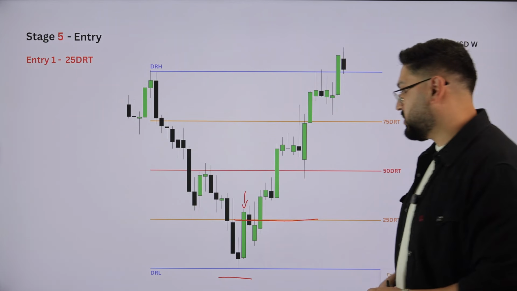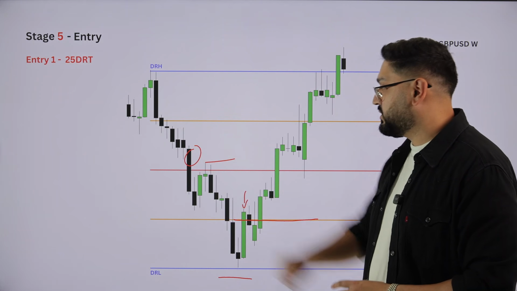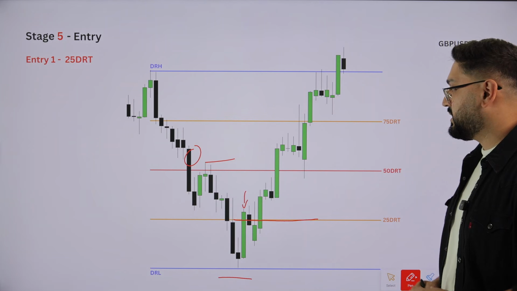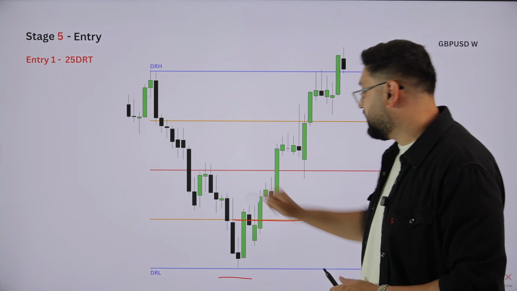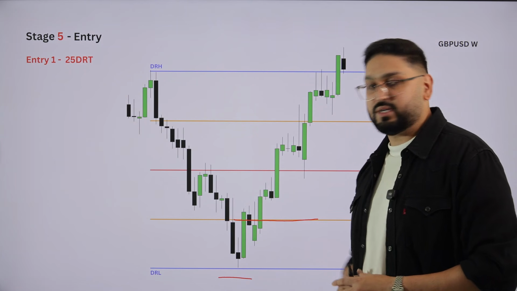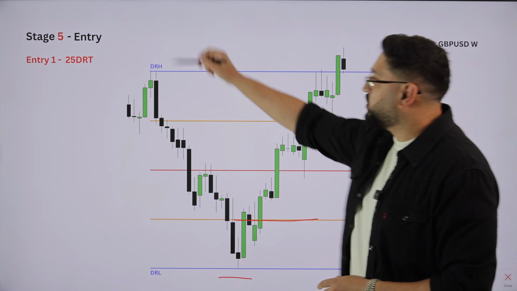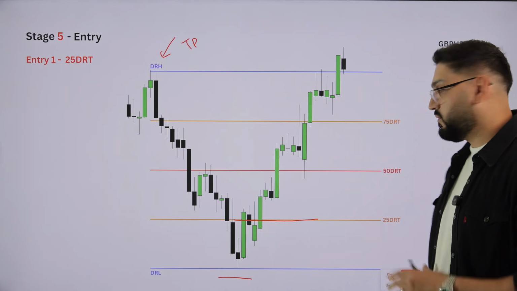If you want to be conservative here, you can target the first high or inefficiency above that 50 DRT level. If you want to be a little bit more aggressive, or you have a little bit more experience and you have conviction that the market is going to reprice above its dealing range high, then you can put your take profit above the dealing range high. This would be your first entry.